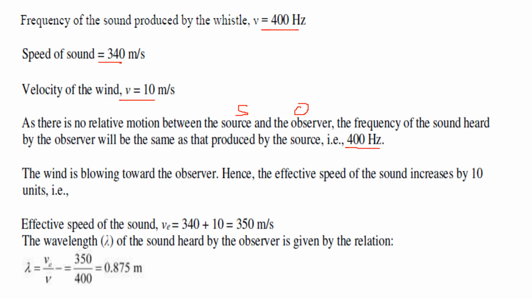One thing is clear. Now there is a wind. So our wind is blowing towards the observer. The effective speed of sound will increase by what? 10 units because the wind is also there. We have to add it. So the effective speed v_e will be 340 plus this 10. 10 is of wind. So this becomes 350. Now what will be the wavelength of the sound which is heard by the observer? We know the wavelength is given by v effective by the frequency, 350 by 400 Hz. This is 0.875 meter.